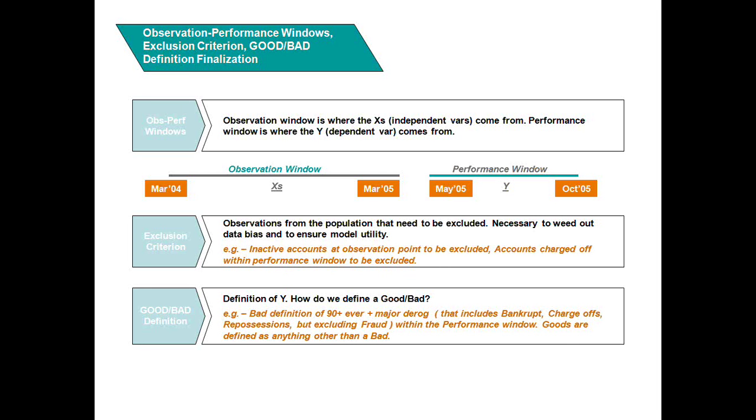If you look at the picture given here, let's say our observation window is from May 04 to May 05. We take exercise from this window to get the information for the prediction of the probabilities in the performance window where Y stands, and that window is from May 05 to October 05. At the industry level, we deal with a 1 year observation window and 1 year performance window, but it could vary in different cases, in different scenarios.